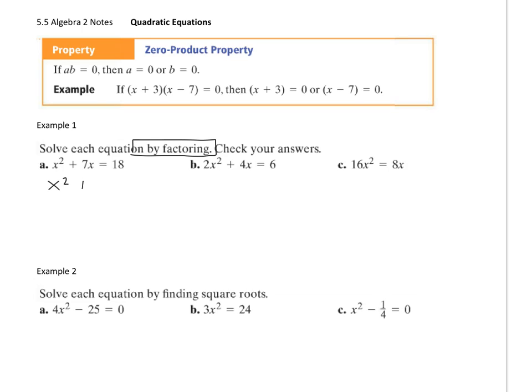So I'm going to do x squared plus 7x minus 18 equals 0. Now I'm going to factor this into x plus 9 and x minus 2 equals 0. After that, you set each one of these expressions equal to 0. So then I get x equals negative 9 and x equals 2 as my answer. So set one side equal to 0, and then factor, and then set each factor equal to 0.